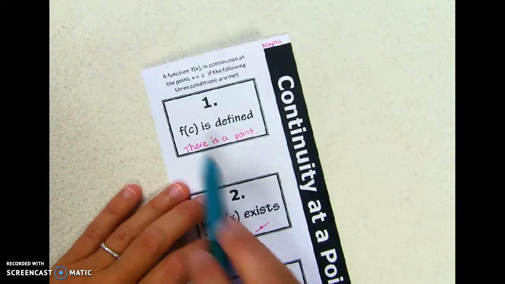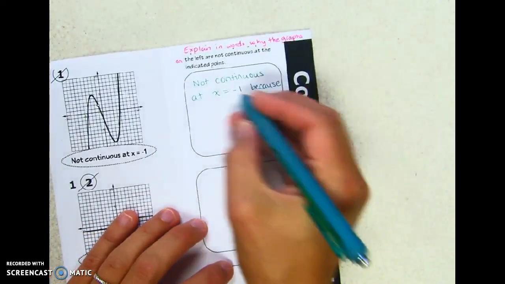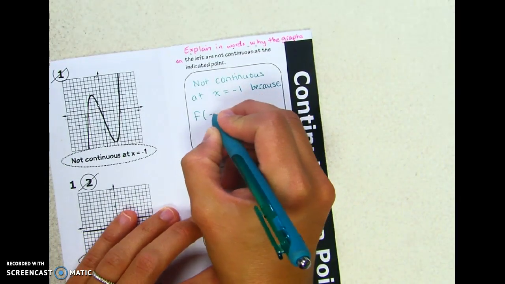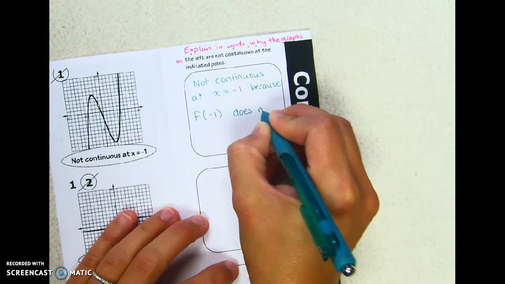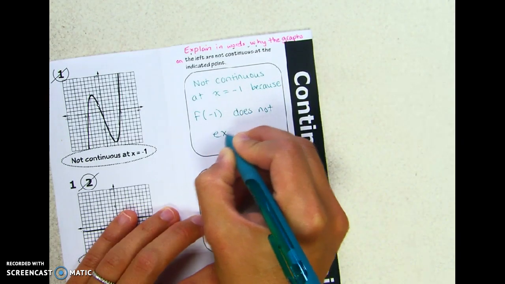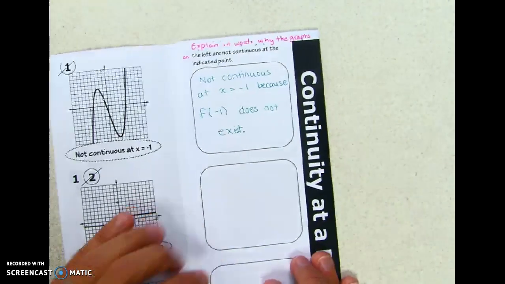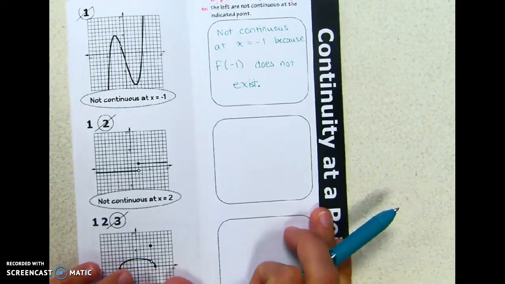So we have to use this. So instead of saying f of c is defined, we're going to say f of, now what is c? We're not going to use c, we're going to use -1. F of -1 does not exist. Okay, I feel like you guys can't see that. I need to switch pens. I think I have a darker blue to use. Let's try this one.